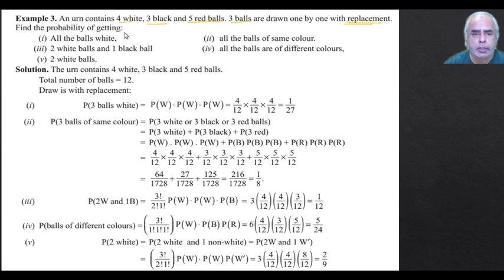Find the probability of getting all the balls white, all the balls of the same color, 2 white balls and 1 black ball, all 3 of different colors, and 2 white balls. So these are the various desired events.